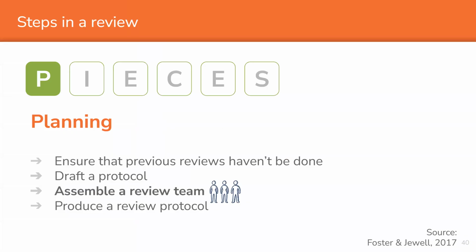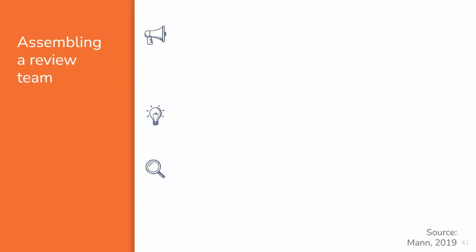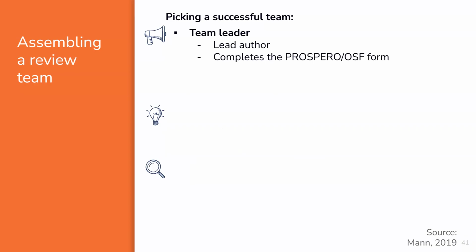Okay, so once you have drafted your protocol, you are going to want to assemble a team, a review team. So let's see what an ideal review team would look like. So first of all, you need to have a team leader. This person would be the lead author on the eventual published systematic or scoping review. They're the one who takes care of completing the Prospero or OSF form and submitting their protocol.